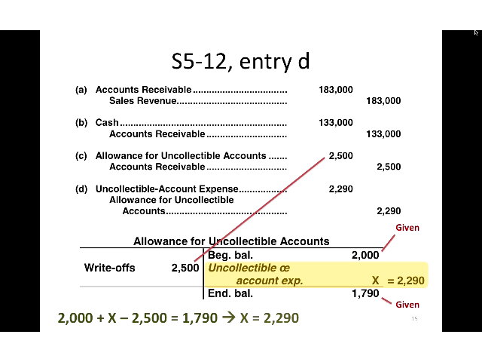So those are the 4 entries, and then that last bit is how we got the entry for D. What we did in D, we did the aging method, or the percentage of receivables method, the aging schedule method. What they told us was the beginning balance, the activity in the account, and then what the ending balance should be, so we had to solve for that missing one.